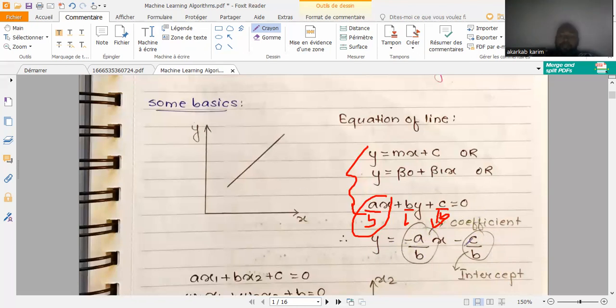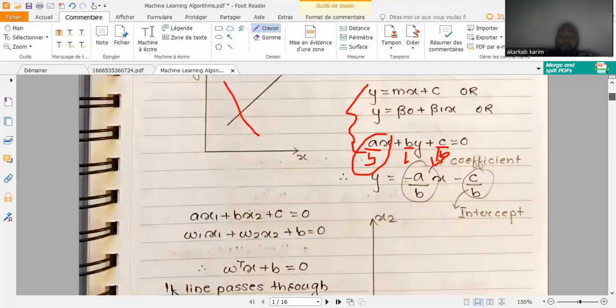Here, if we try to draw a line based on this equation, the line should be like this, negative, because this coefficient is negative. Of course, if we take some positive points. The whole idea of the equation is that we need to know the coefficient and the intercept. I hope that's clear for you.